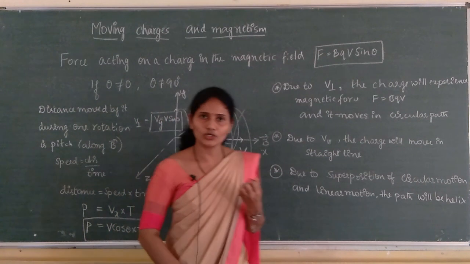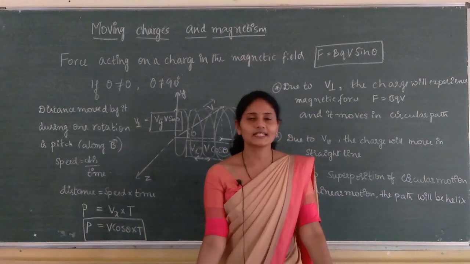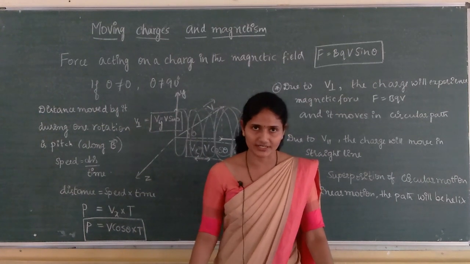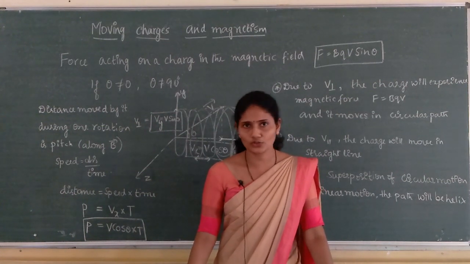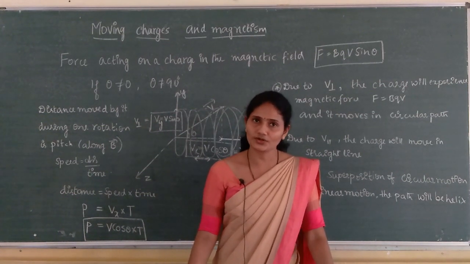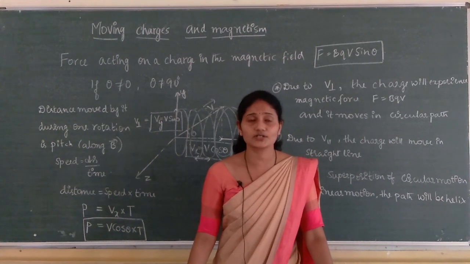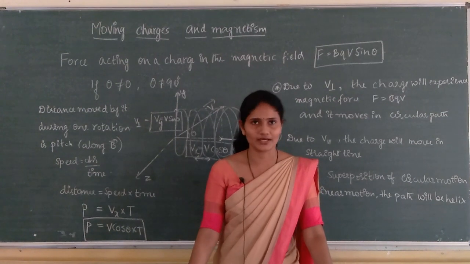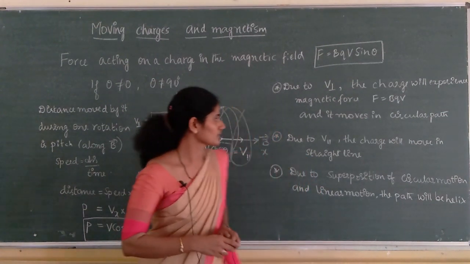So when theta is equal to 0, the particle will move in a straight line. When theta is equal to 90 degrees, it will follow a circular path. When theta is not equal to 0, not equal to 90, not equal to 180 degrees, it will follow a helical path or helix. Take down.